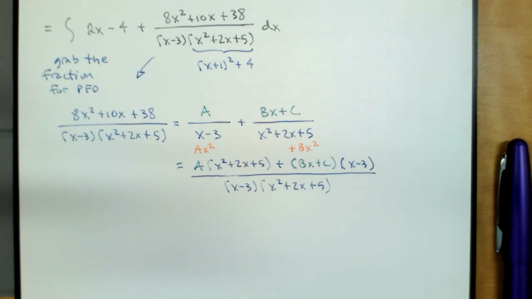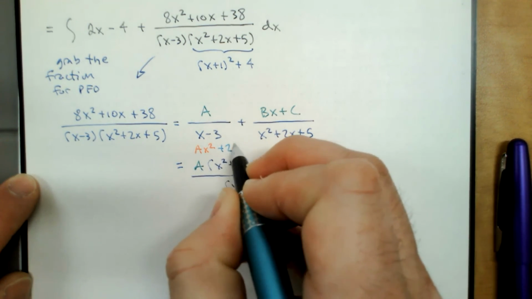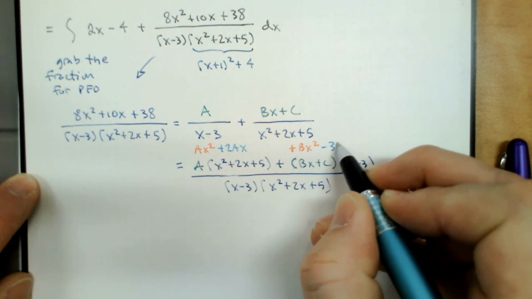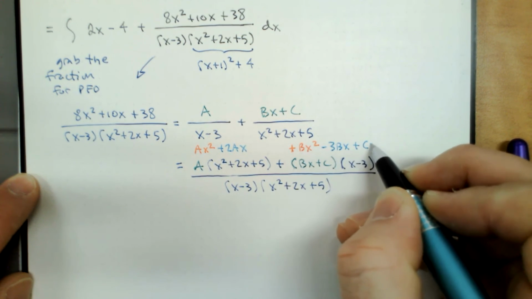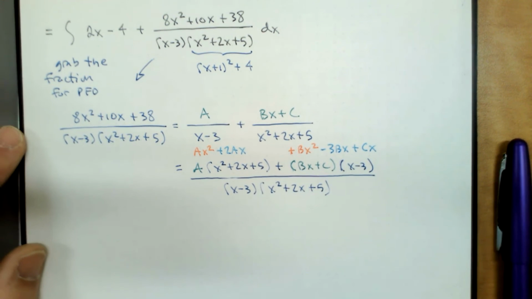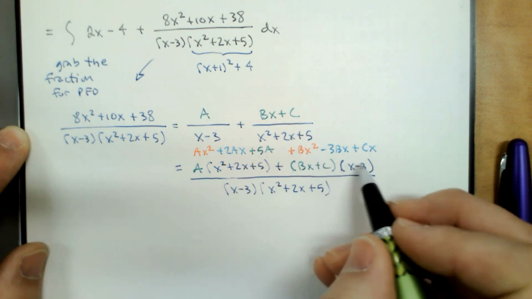Now let's go after any x terms that might be there. So I'm going to have 2a times x, and over here I'll have minus 3bx plus cx. Those are all of my x terms. Because remember, I'm going to be equating coefficients. I need to know what's in front of x squared, what's in front of x, what's constant. And then finally, I'll grab my constant terms, which is going to be 5a and 3c.